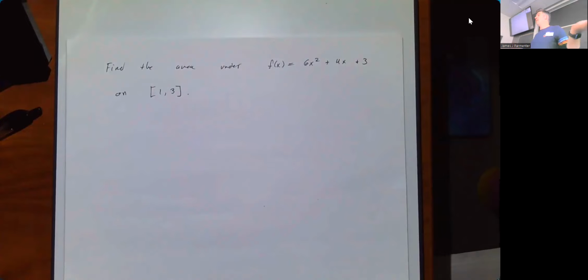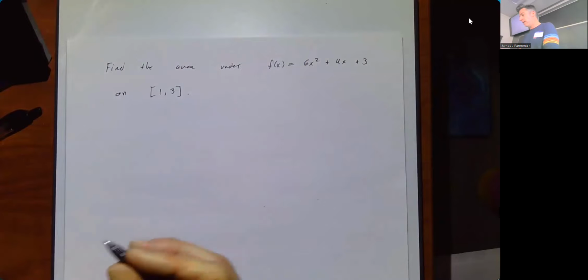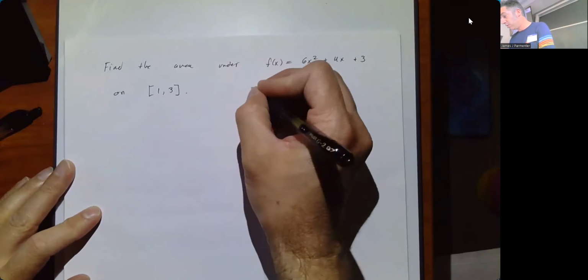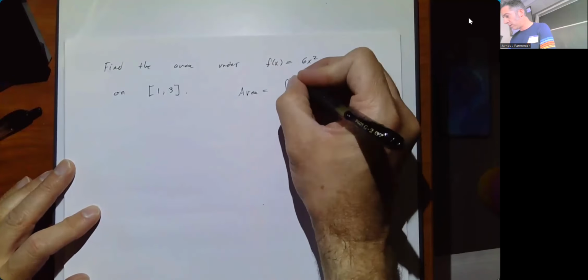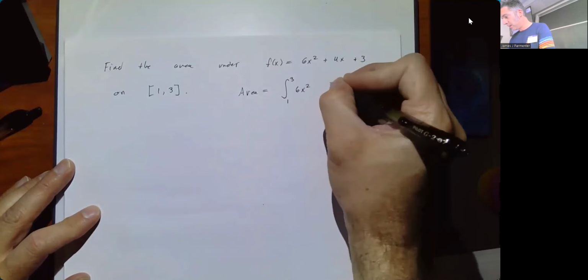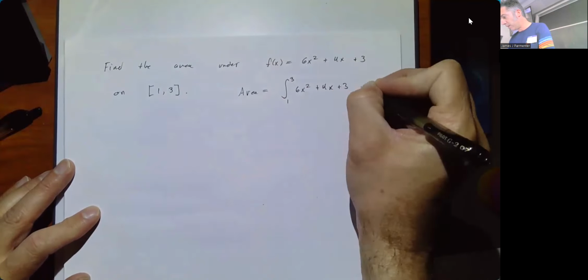Now, I'll just point out, if someone just wrote this and didn't say anything else, you shouldn't do it the long way. Just like in calculus 17a, if someone said, find the derivative of x to the 4th, and they didn't say using the limit definition, you should just use the power rule and say the derivative is 4x cubed. But we're going to do it both ways here, because I want you to see it the short way and the long way. So the short way, using the fundamental theorem of calculus part 2, the area is just going to equal the integral from 1 to 3 of our function, 6x squared plus 4x plus 3 dx.